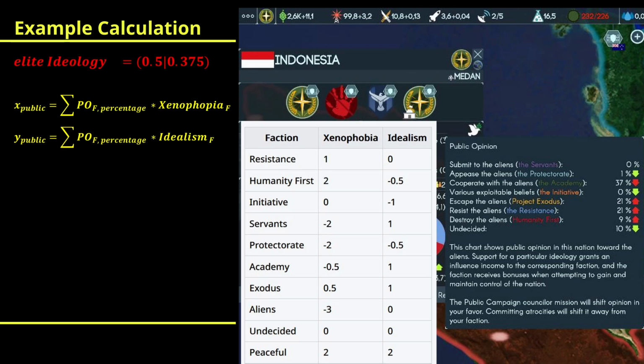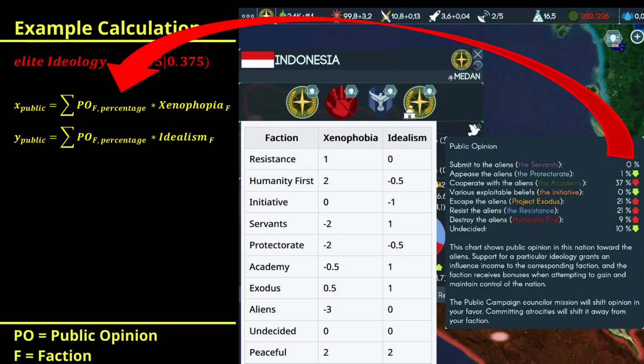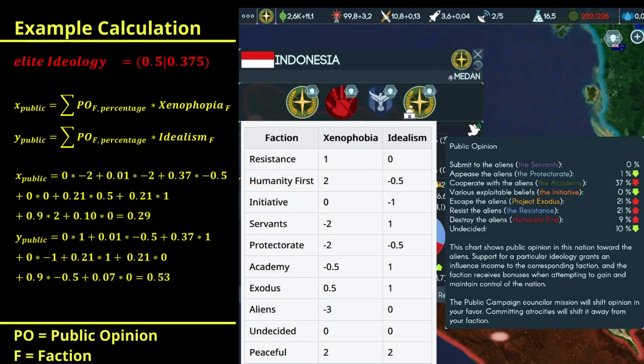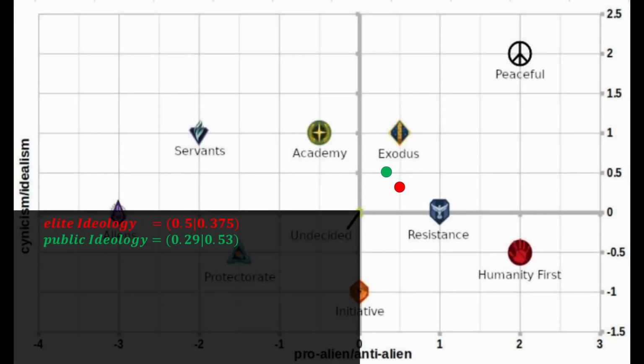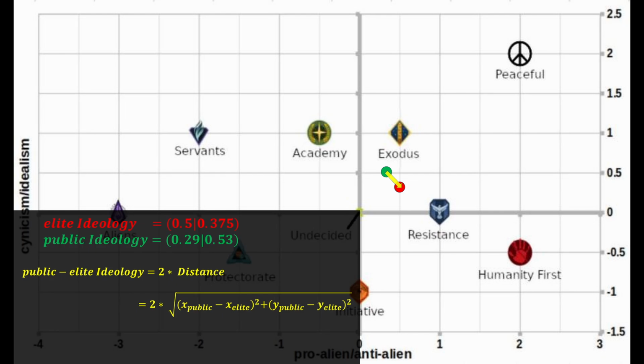To calculate the public ideology, we need to multiply the given percentage values of each faction in the public opinion screen with both their xenophobia and their idealism. By summing up the xenophobia and idealism products separately, we calculate the weighted averages. Now we have 2 x and 2 y values, which represent where the elite and public ideology lie at the moment. The distance between them we get by calculating the length of the vector between both points: by subtracting the x and y values from each other, squaring them, forming the sum, and calculating the square root.